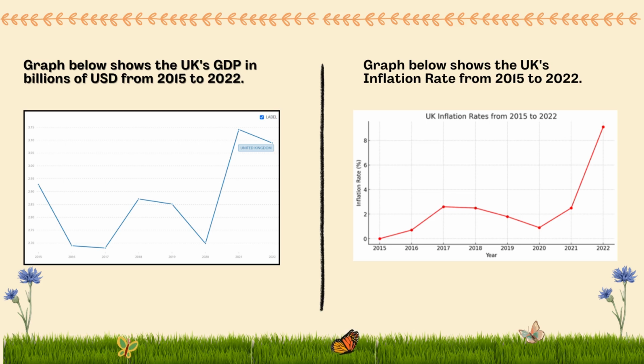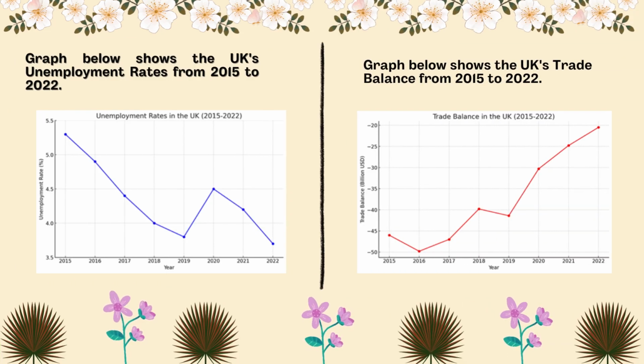The COVID-19 pandemic led to a decrease in inflation to 0.9% in 2020, reflecting reduced economic activity. However, inflation surged to 9.1% in 2022, influenced by global supply chain disruption and increased costs, despite the stabilization effort through FTAs. Next, the UK unemployment rate steadily declined from 5.3% in 2015 to 3.8% in 2019.